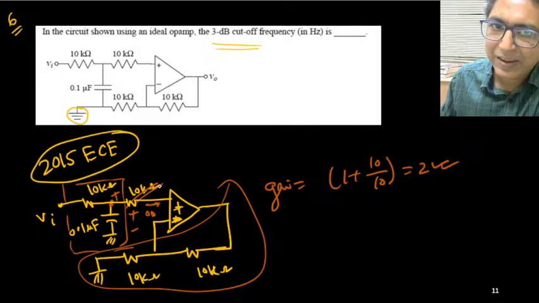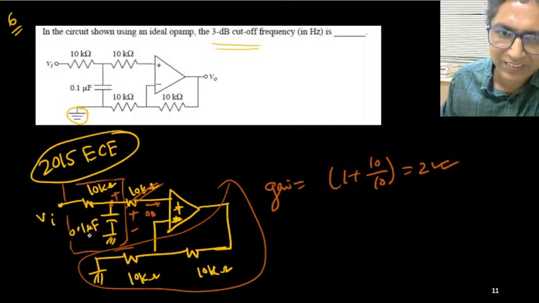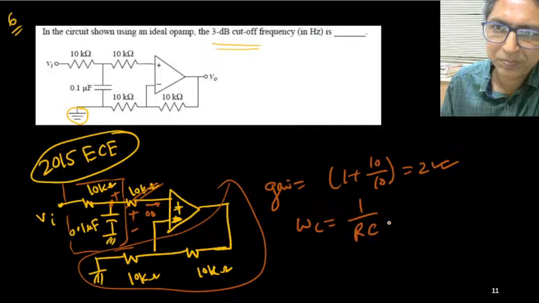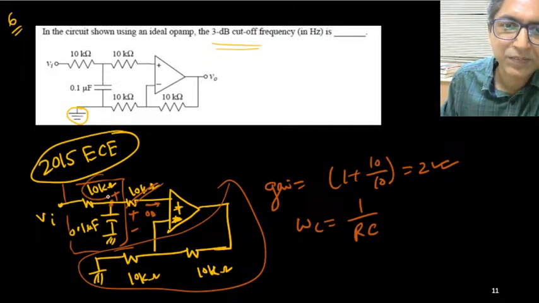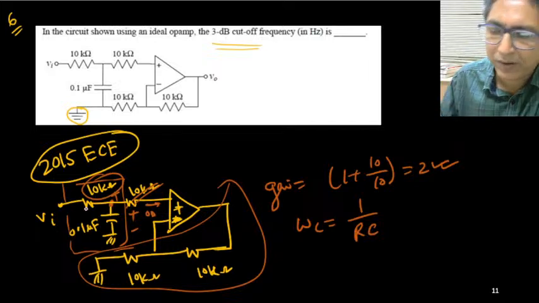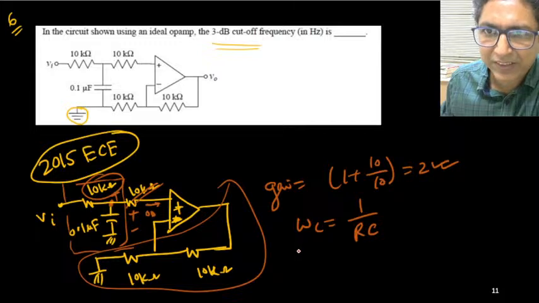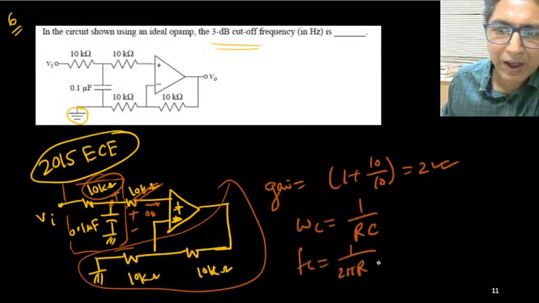It is not that 10 and 10 make 20, no. Only the 10K and this capacitor decide the cutoff frequency. So omega C will be simply 1 upon RC. Here R means only this 10K, and C is 0.1 microfarad. This is sufficient. So what is FC? FC is 1 upon 2 pi RC.